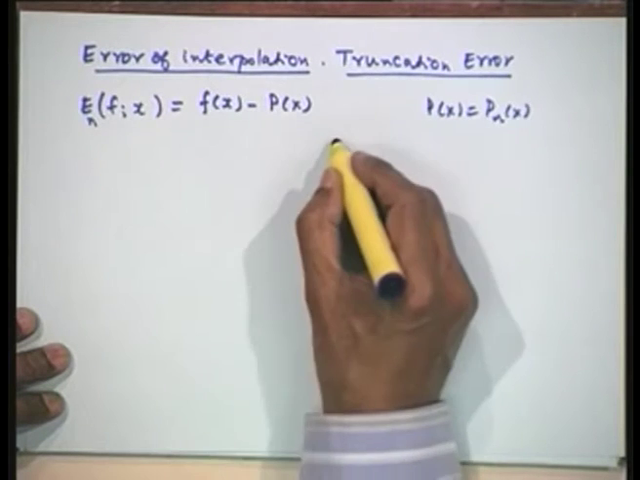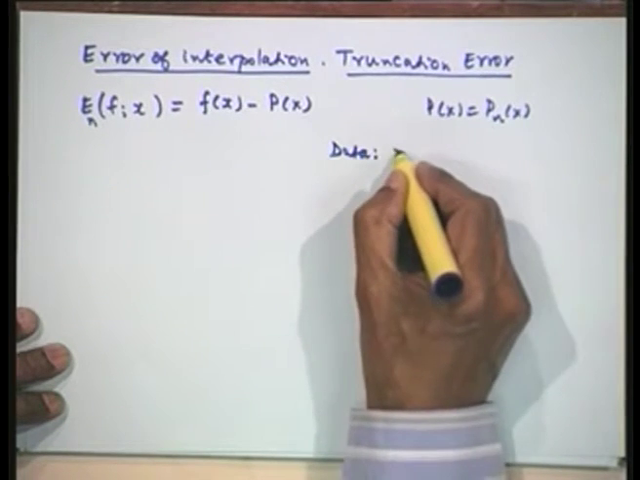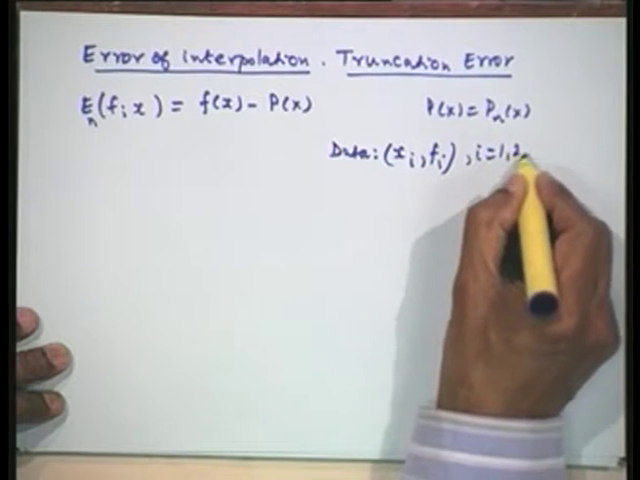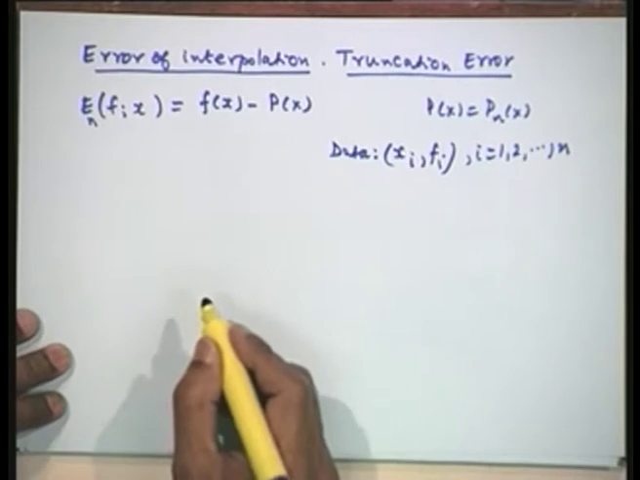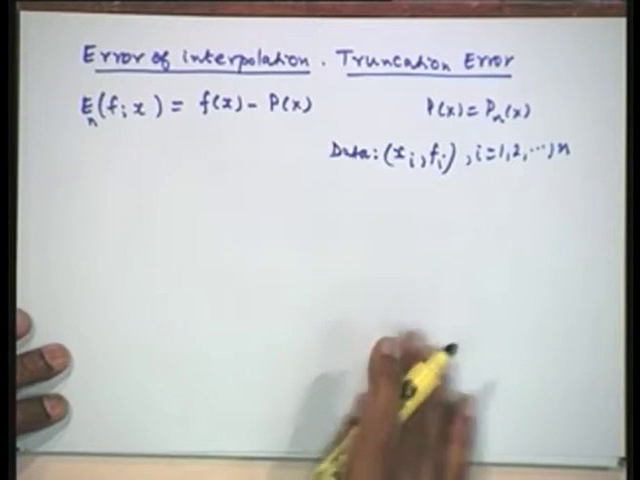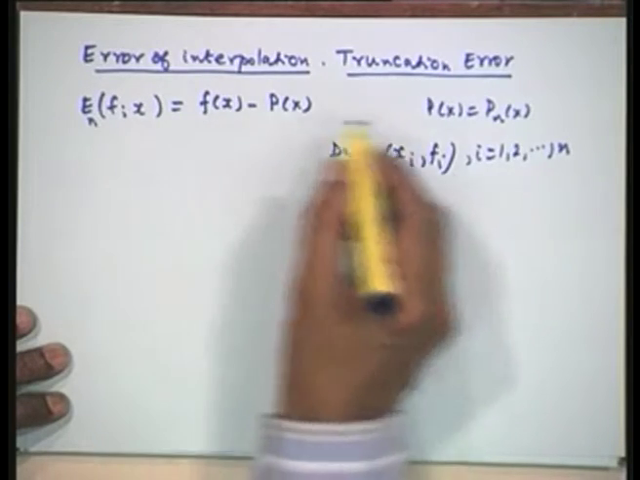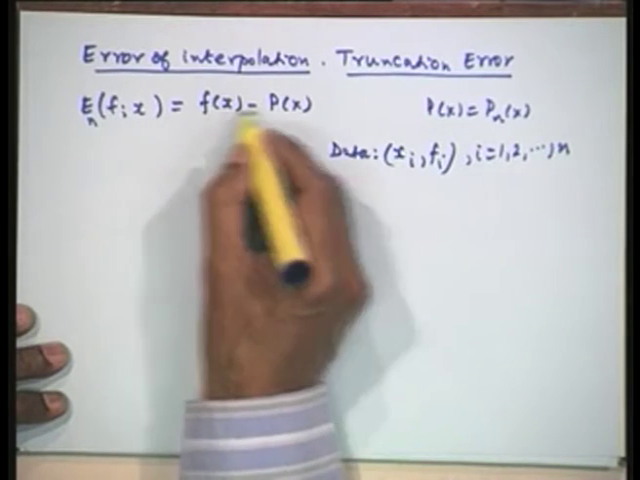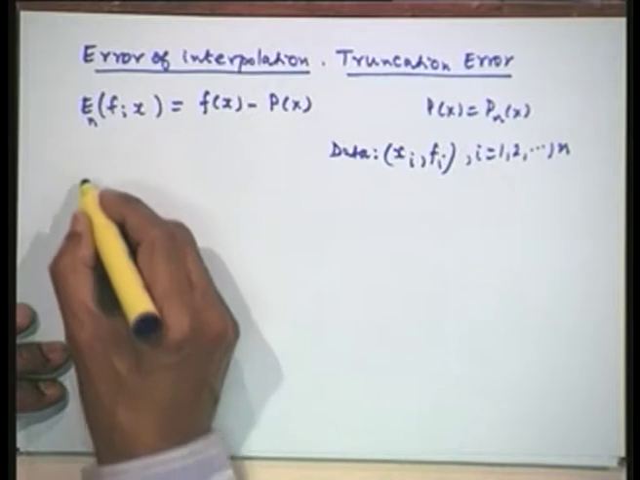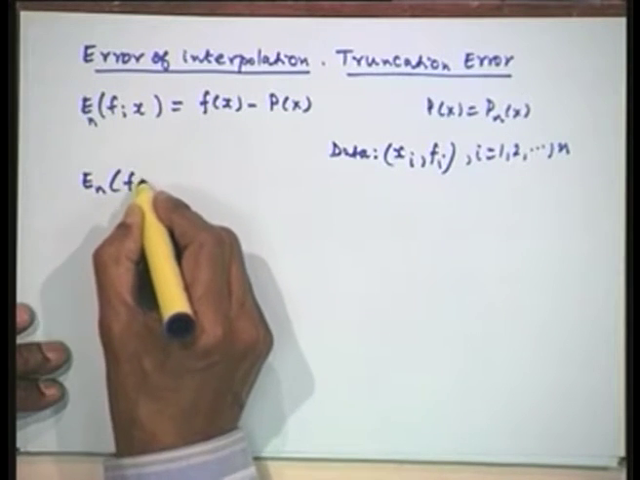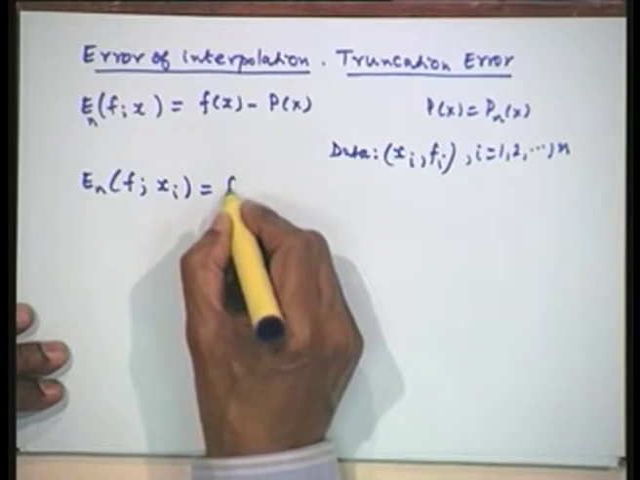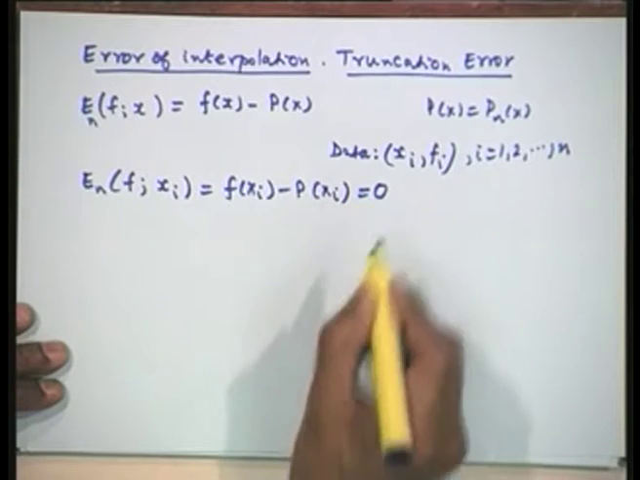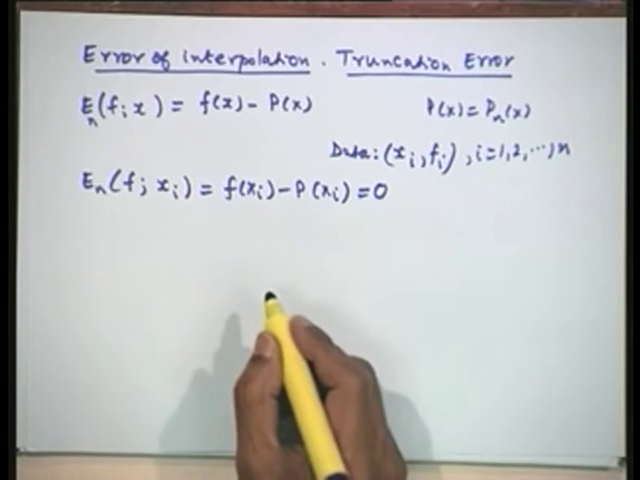Remember, what is the data given to us? It is (x_i, f_i). This is the data given to us. Now, as I said, there is no error at the nodal points. That means, if I put x is equal to x_i, f(x_i) minus p(x_i) is 0, because the data is exactly fitted. So, the error at the abscissa x_i is equal to f(x_i) minus p(x_i) is equal to 0, because we are fitting the data exactly.